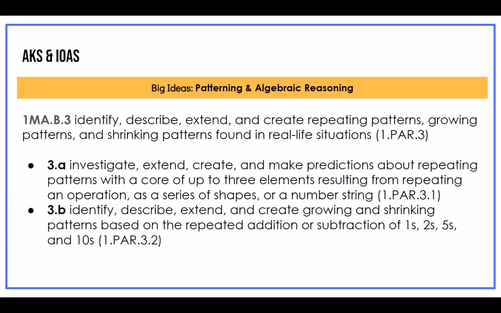IOA 3B focuses on growing and shrinking patterns. Students will identify, describe, extend, and create growing and shrinking patterns. These patterns increase or decrease by 1s, 2s, 5s, and 10s. This is a new concept for first graders.